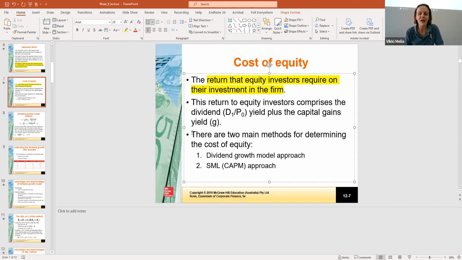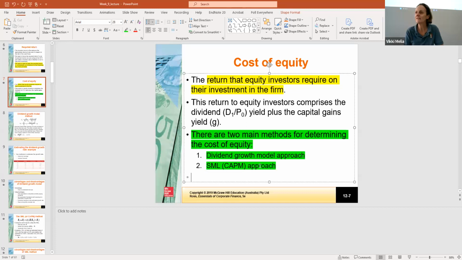And there are two methods that we can use to calculate the company's cost of equity. Two ways of doing it. Sometimes in practice we might use both, but it really comes down to what sort of information we have access to as to which method we might be able to calculate in practice. The first one is the dividend growth model approach.